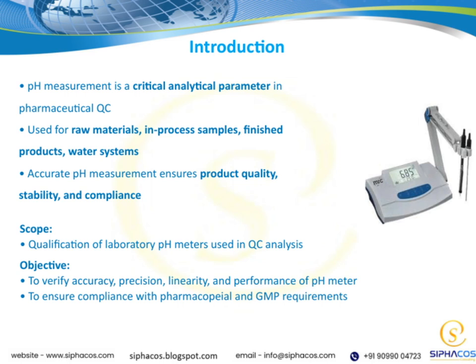Now, why is pH measurement so important? Well, in pharmaceutical quality control, pH is a key analytical parameter. We use it to test raw materials, monitor in-process samples, evaluate finished products, and even check water systems. Getting accurate pH readings is essential because it impacts product quality, stability, and ultimately, patient safety.